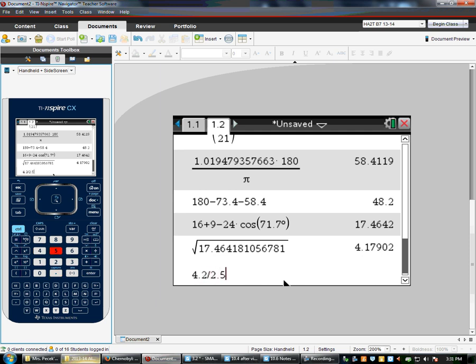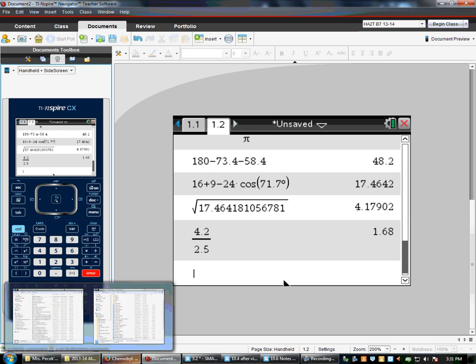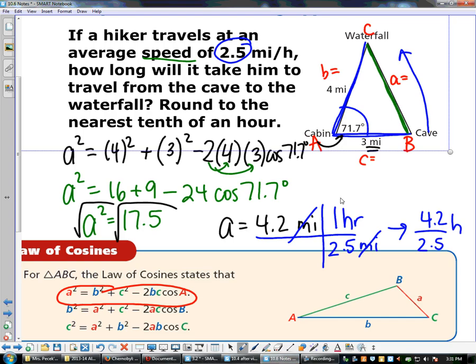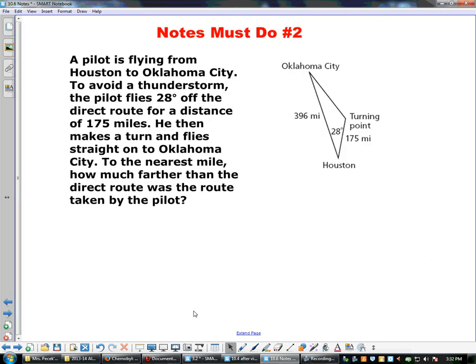So if I divide that out, it looks like it will take the hiker, again rounding, approximately 1.7 hours to make it from the cave to the waterfall at this current rate. So my final answer there: it will take 1.7 hours. So one part using law of cosines, and then just a little conversion in between there. All right, there's your second must do.